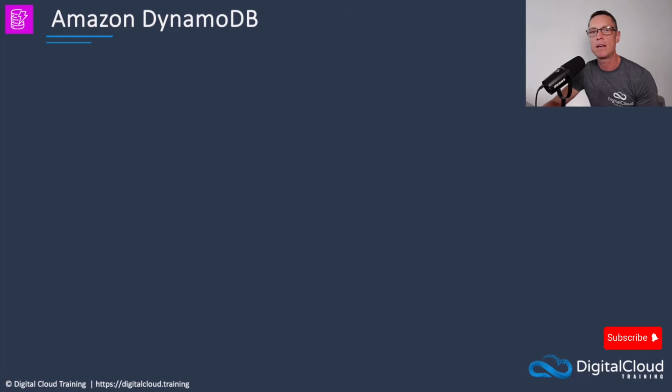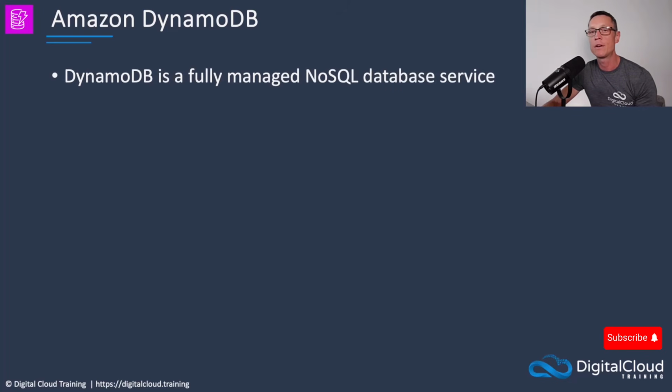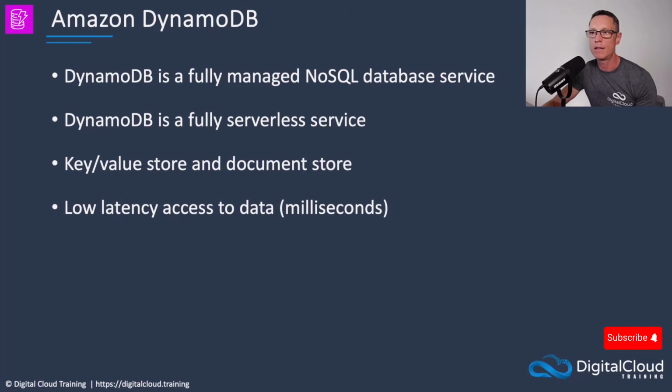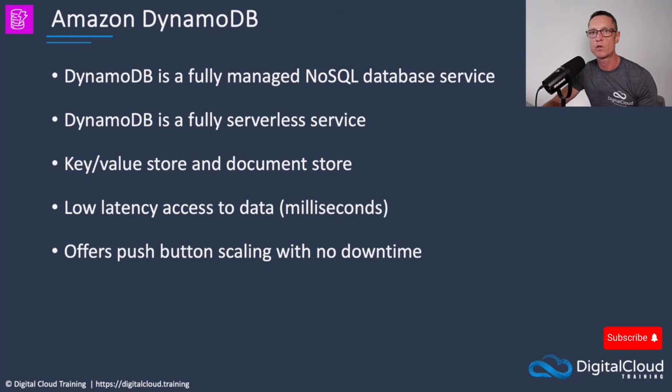So DynamoDB is a non-relational database. So it's a fully managed NoSQL database service. It's fully serverless. It's a key value store or a document store. It provides very low latency access to your data in the milliseconds. And it offers what's called push button scaling with no downtime. So you can change the amount of performance that you need without actually taking the database down, which you can't do, by the way, with RDS.